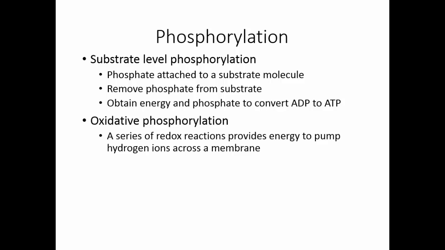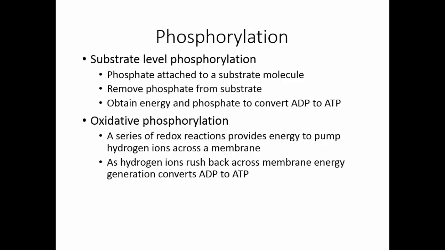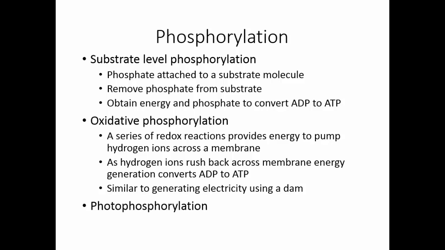Oxidative phosphorylation involves a series of redox reactions. These redox reactions provide enough energy to pump hydrogen ions across a membrane. As hydrogen ions rush back across the membrane, it generates energy that converts ADP to ATP. This process of hydrogen ions rushing back across the membrane to generate energy is similar to generating electricity using turbines in a dam. Photophosphorylation occurs when energy is harvested from light, and that's the energy that's used to phosphorylate ADP.